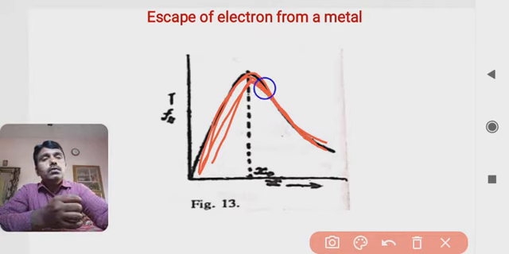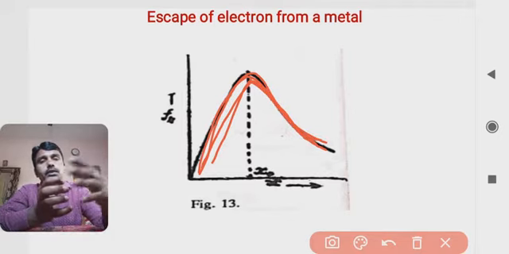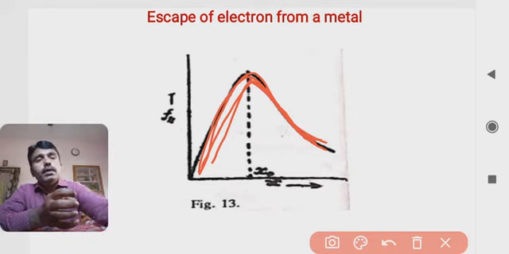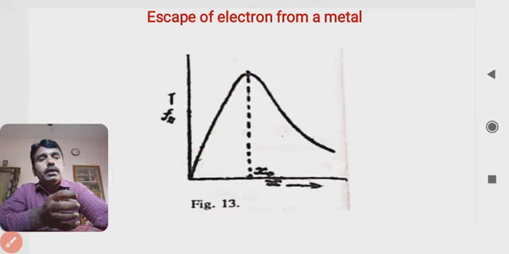Once the electron escapes from the surface, the force of attraction automatically decreases, and that force goes on decreasing and decreasing as the distance increases. This is what this diagram is clearly explaining.